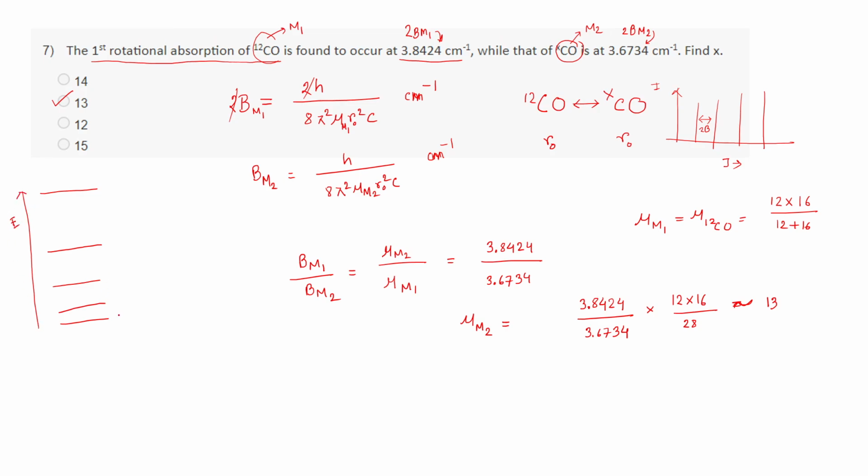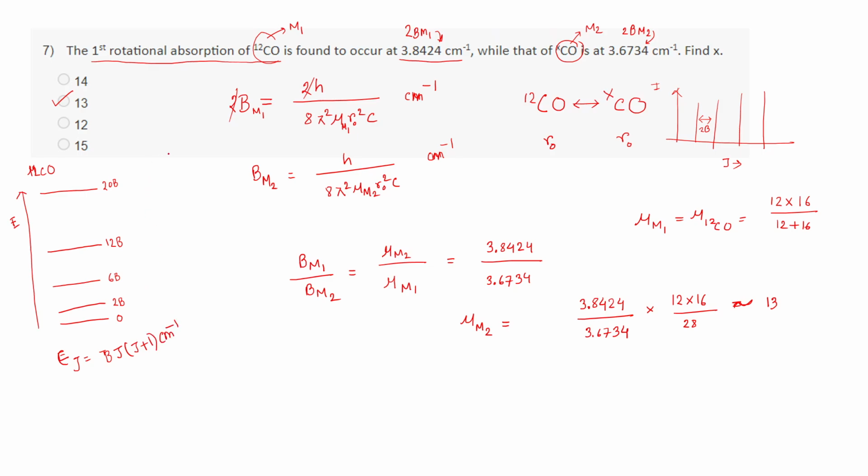So this is your 0, then 2B, then 6B, then 12B (3 into 4), then 20B. And suppose this is for 12CO. The energy, which we already know, is EJ = B × J(J+1) centimeter inverse. Okay.